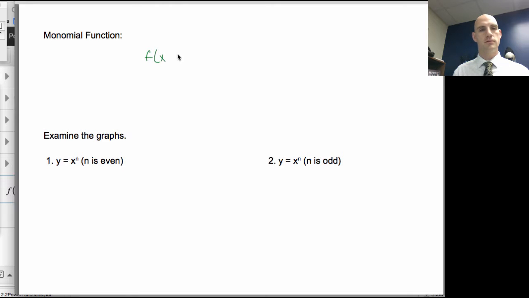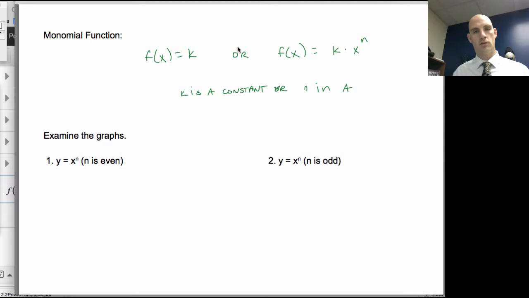f of x equals k, which is a constant, or f of x equals k times x to the n, where k is a constant. K is a constant in this one. It's also a constant in this one. n is a positive integer. Okay, so n is a positive integer.